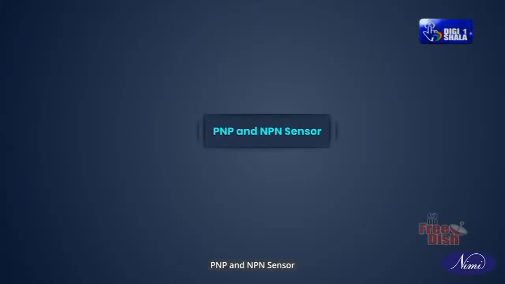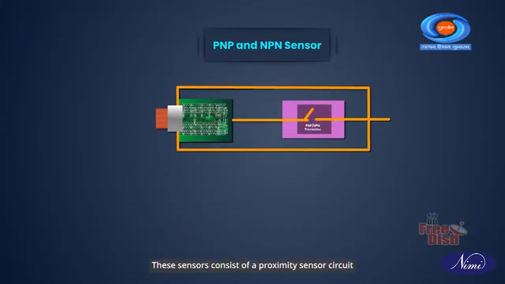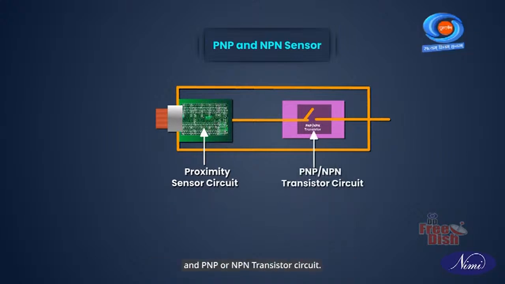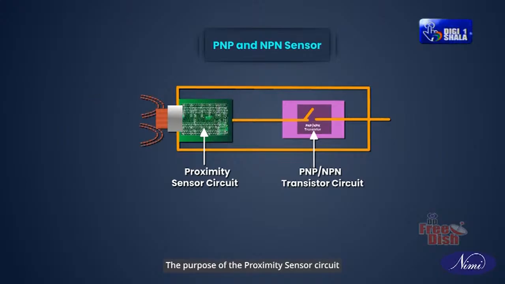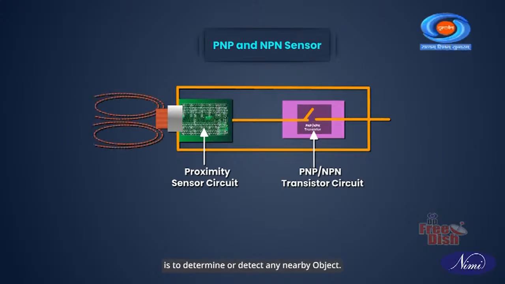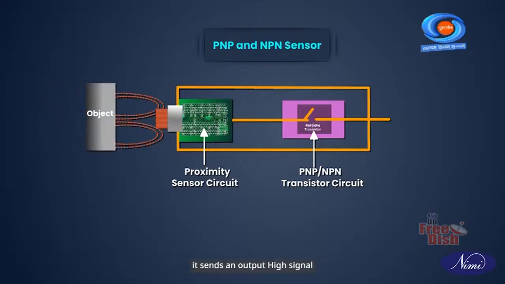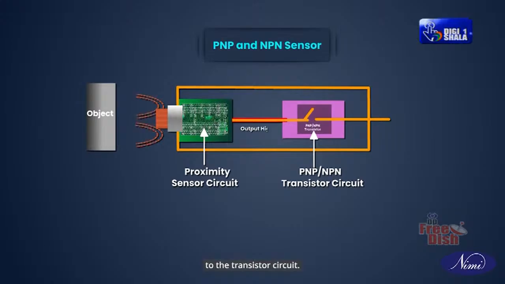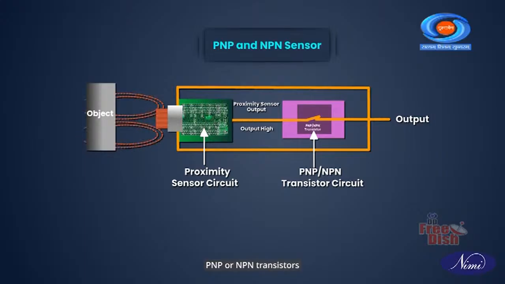PNP and NPN sensor. These sensors consist of a proximity sensor circuit and a PNP or NPN transistor circuit. The purpose of the proximity sensor circuit is to detect any nearby object. When the sensor circuit detects an object, it sends an output high signal to the transistor circuit. The transistor-based circuit may use PNP or NPN transistors, depending on the application.